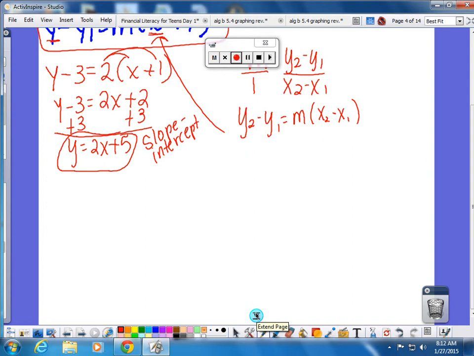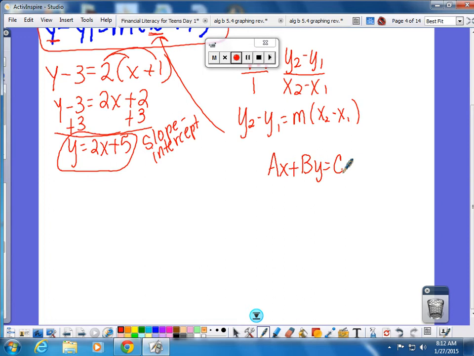Right now, I want to put it into standard. Depends on what your directions say. Sometimes they say, write the equation in slope intercept form. And then sometimes they say, write the equation in standard form. So I just want to show you how to keep going to get to standard.